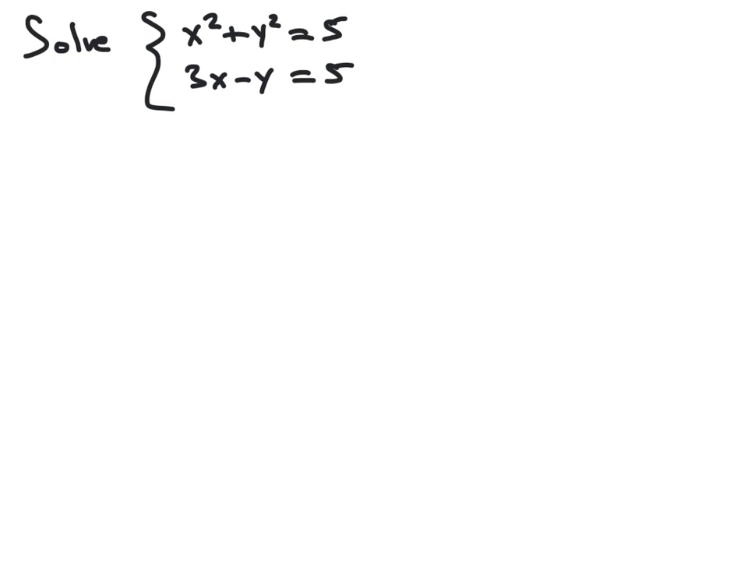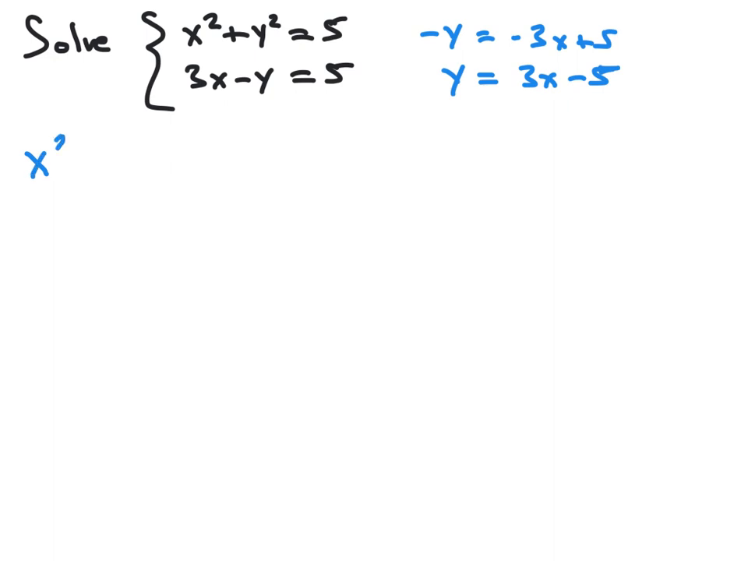So in this case, the easiest variable to solve for would be the y in the second equation. And so if we go to solve for that, we see that negative y would be negative 3x plus 5. And therefore y would be positive 3x minus 5 by changing the sign on both sides of our equation. And so we're going to substitute y equals 3x minus 5 into our first equation.